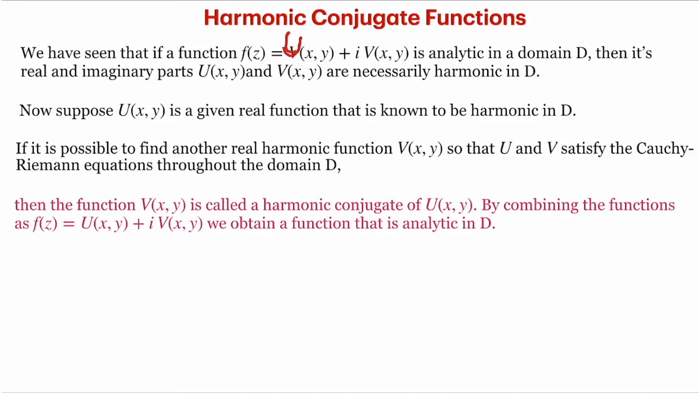So it's an extremely useful set of conditions. If you have been given one function which is harmonic, you find another function which is harmonic as well as satisfying the Cauchy-Riemann condition, then you call them harmonic conjugates of each other. By combining them, you construct a complex function which is analytic in the domain.